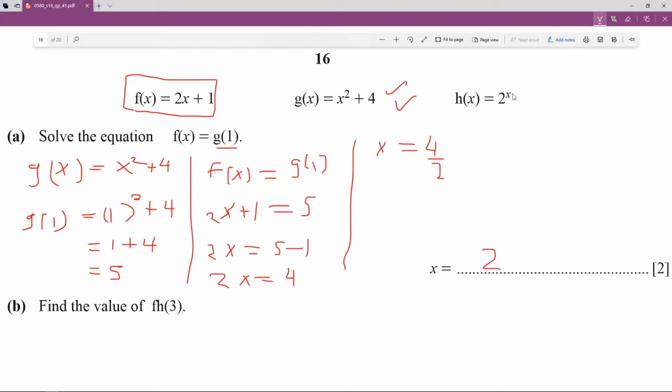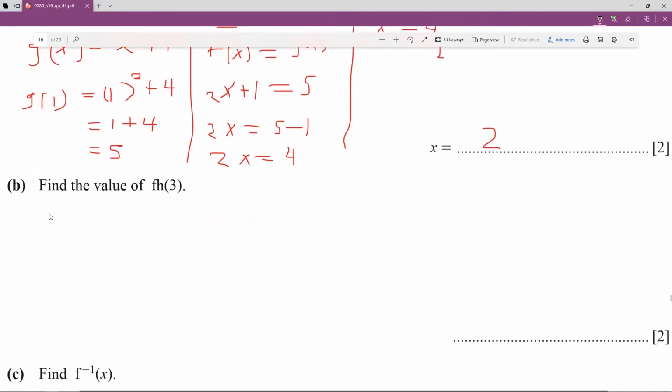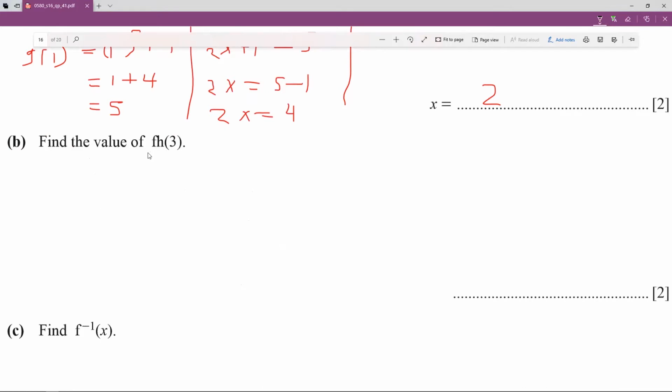Now let's solve the second part. The second part says f(h(3)). This kind of function, we call a composite function, because as you can see, it contains more than one function. There is function h, there is function f. Now don't worry, because this is very easy. All you need to do is solve the inside part of the composite function. So the inside part is h(3). That will be our concern for now.